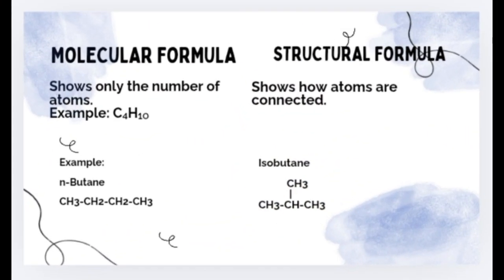So let's proceed. Molecular formula versus structural formula. This slide shows the difference between molecular formula and structural formula. Ang molecular formula only tells us the number of atoms in a compound, for example, C4H10. On the other hand, the structural formula shows how the atoms are connected. Mao ni ang importante sa constitutional isomer because bisan parehas ang molecular formula lahi ang ilang arrangement.